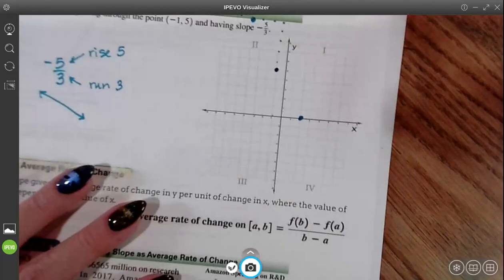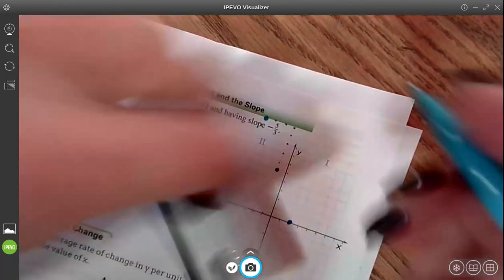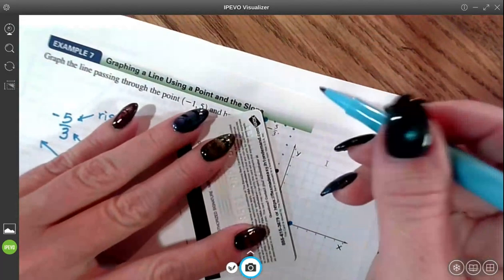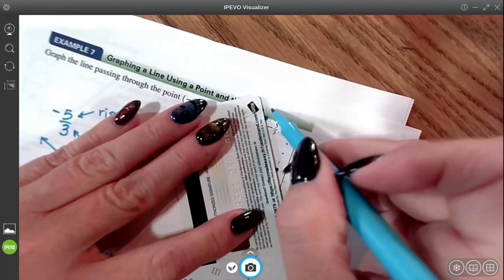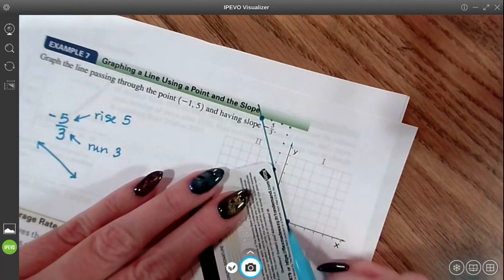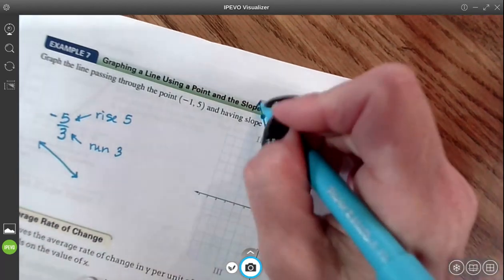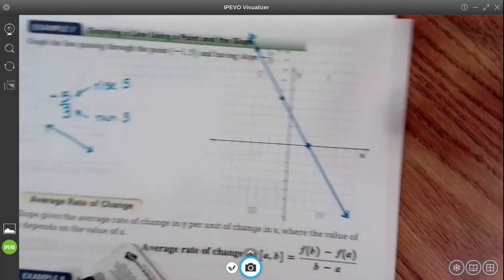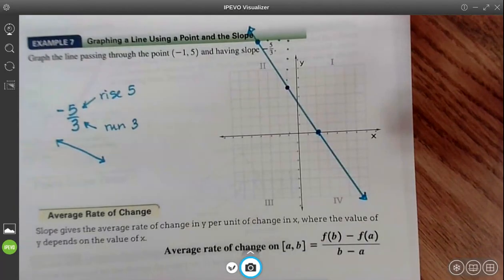Then when I connect my dots, I would use a straight edge, but like I said, I'm not really very prepared right here. We're going to connect those. I want to go all the way off the edge of my graph paper that I'm provided and put arrows on the ends of my lines.